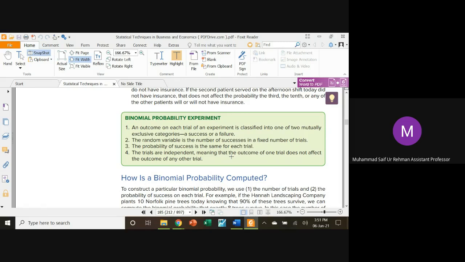And the fourth characteristic is that trials are independent, means that the outcome of one trial does not affect the outcome of any other trial. So it means that if you're going to toss a coin, head is there, then it doesn't matter whether head or tail is there for the next trial. When you go for the next trial, head may occur again or tail may occur again because these are independent. Okay. So trials are independent.